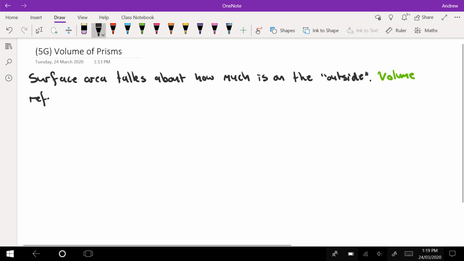Volume refers to how much space is inside the shape. So surface area talks about the area of all the external faces of the shape. The volume talks about how much space is inside of a three-dimensional shape.